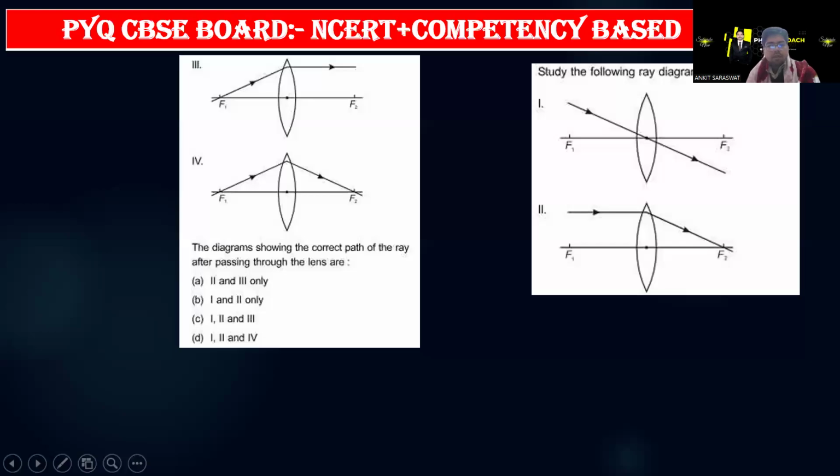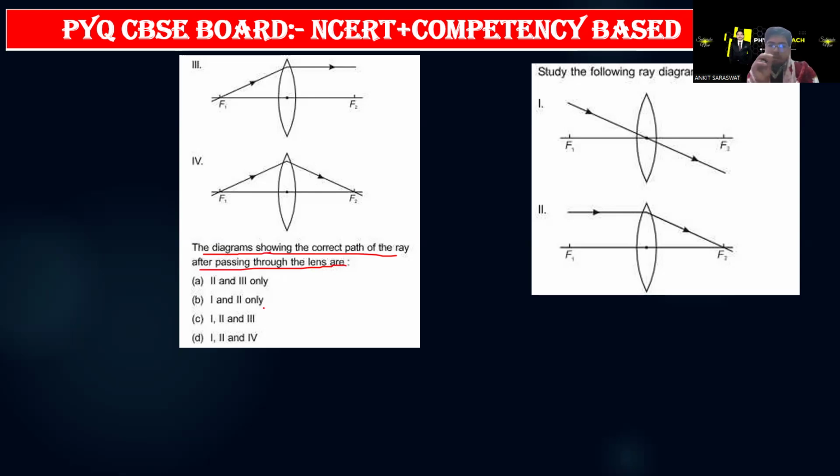So hi everyone. In this question, the question is asking for the diagram showing the correct path of the ray after passing through the lens. There are numerous diagrams given, and I hope you have learned all the ways of the Cartesian coordinate system, the Cartesian sign convention. Okay, and you have learned how a light ray moves when it passes through the optical center.